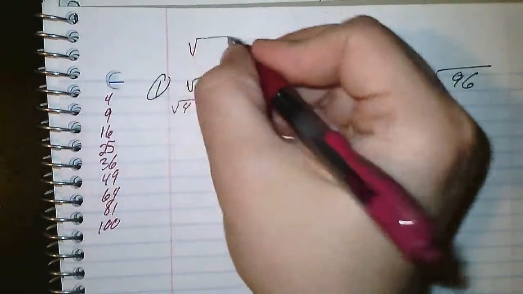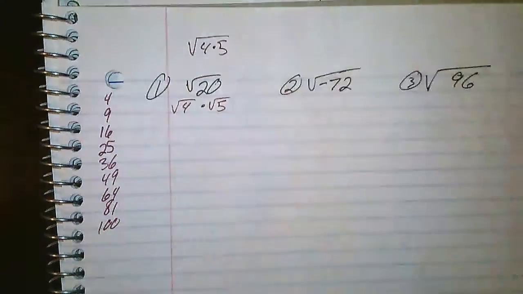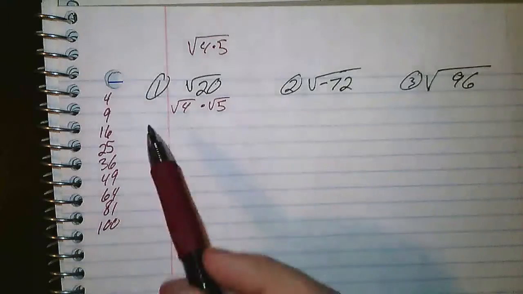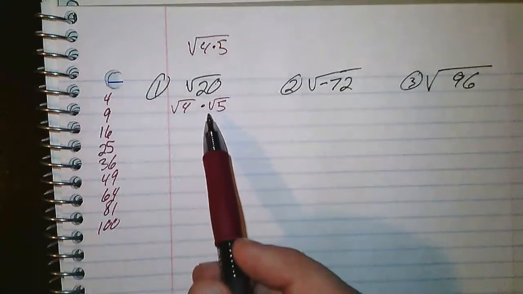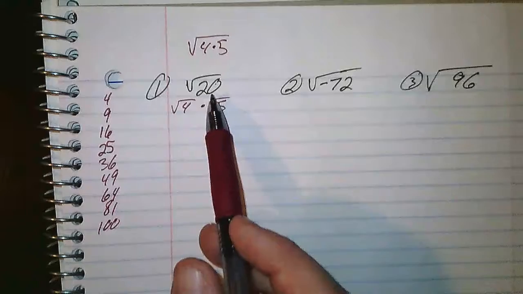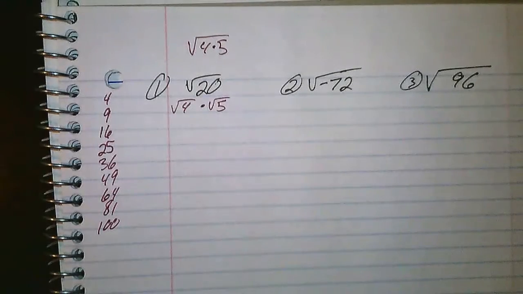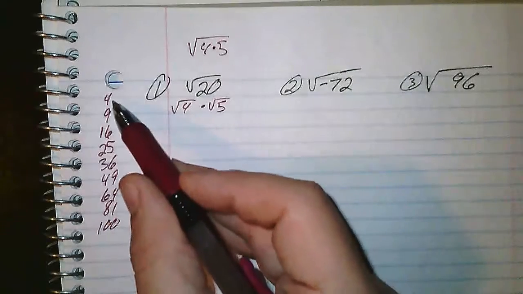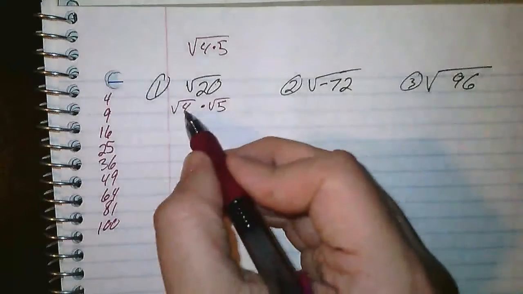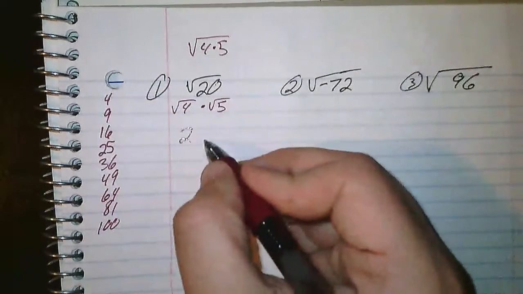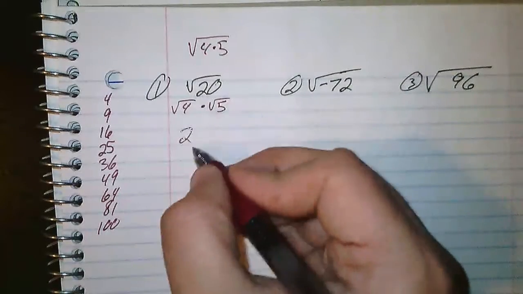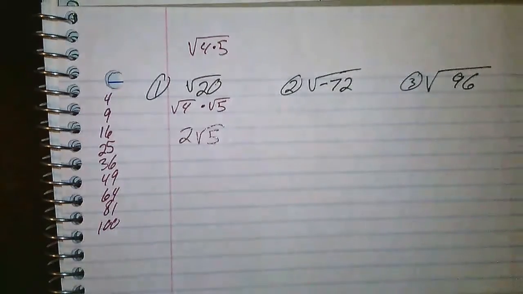I can also do that under one radical. But the point is that it's not just any two factors of 20. We could not do the square root of 10 times the square root of 2. That would not help us. We only use perfect square factors. So the square root of 4 is 2, and root 5 does not simplify, so that stays under the radical.